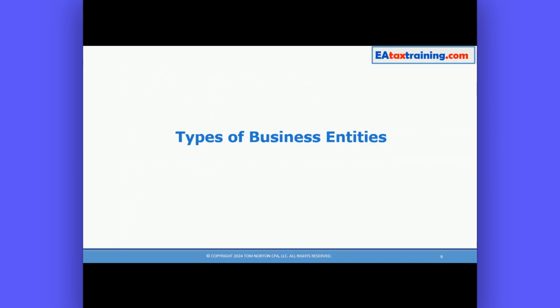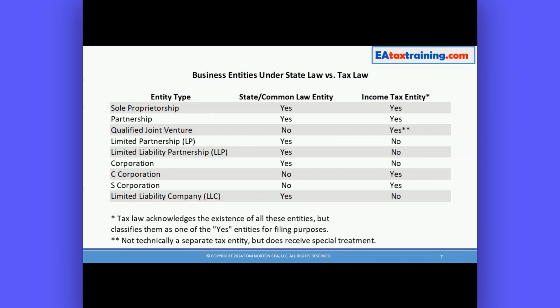So let's start with types of business entities. What you will want to know, first of all, is there are various types of entities that can operate businesses and that can be taxed. There are some entities that are, in fact, legal entities under state or common law, but are not recognized as taxable entities under the tax law. And conversely, there are some entities that are recognized under the tax law that are not actually legal state or common law entities. And it is important to know the difference and to understand what we're talking about here.